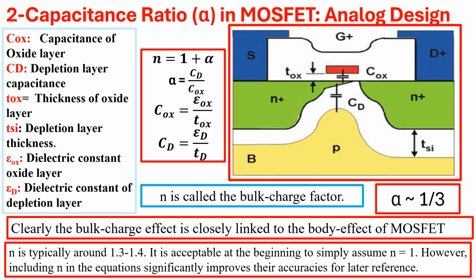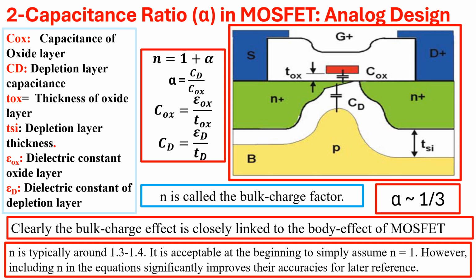Epsilon D, dielectric constant of depletion layer. This is the dielectric constant associated with the depletion region of the semiconductor. It influences the overall capacitance as well as the electric field distribution in the depletion layer of the MOS.